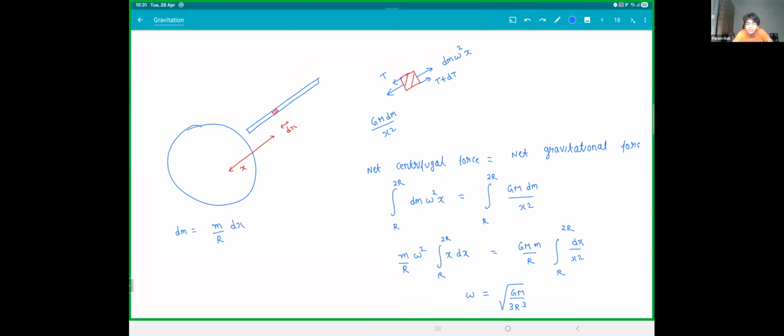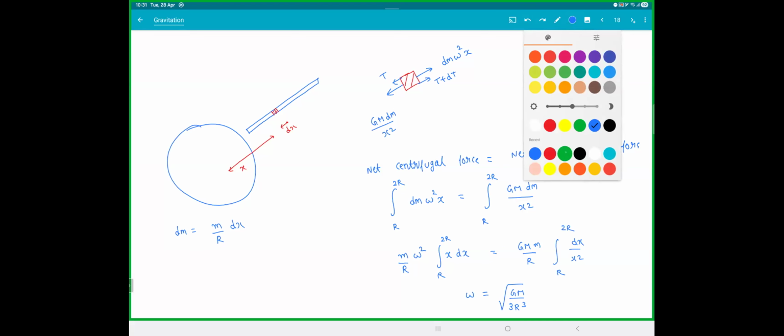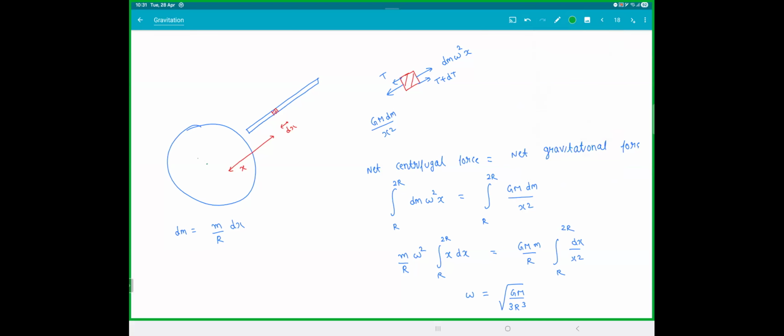Could you explain how we got the limits again? The rod is starting from where to where? What is the length of the rod? R. What is the radius of the planet? R. So what is x? x is going from R to 2R, isn't it? Yeah, you can't take 0 to R. The rod is not starting from the center of the planet.